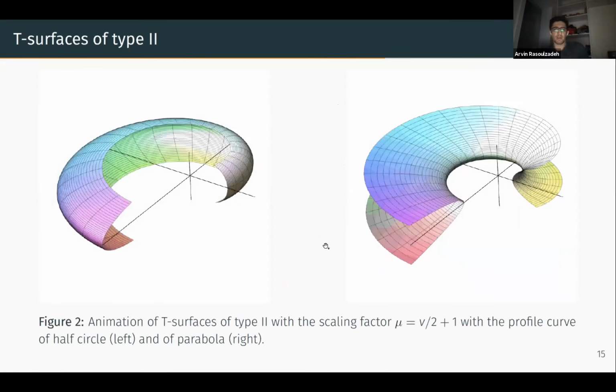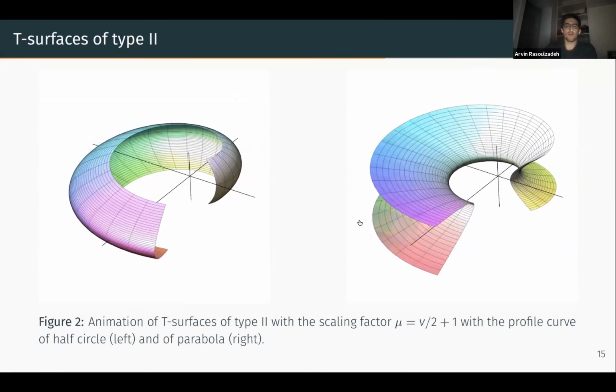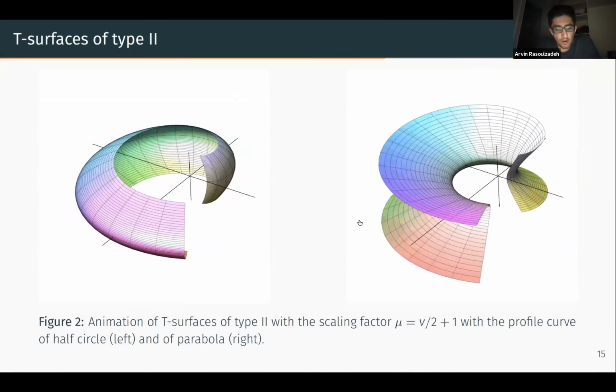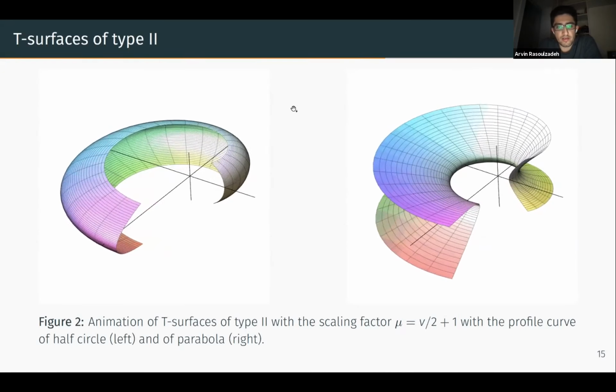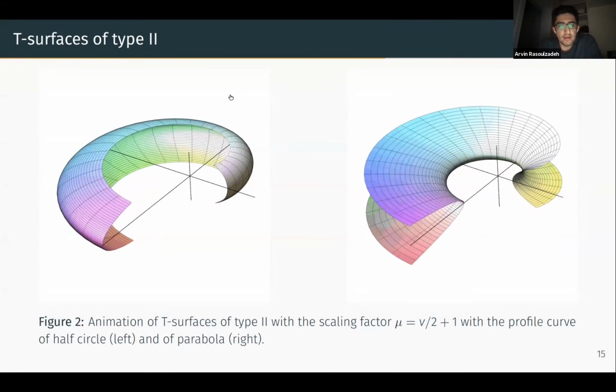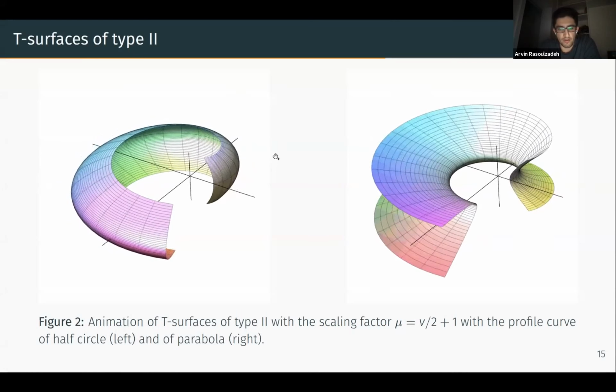I would like to share some animations with you regarding two kinds of T surfaces that are built. The one on the left has a circular profile curve and the one on the right has a parabola one. And you can see how they deform exactly like the case that Jonas mentioned. The profile curve is getting less curvy while the trajectory curve is getting curvier.